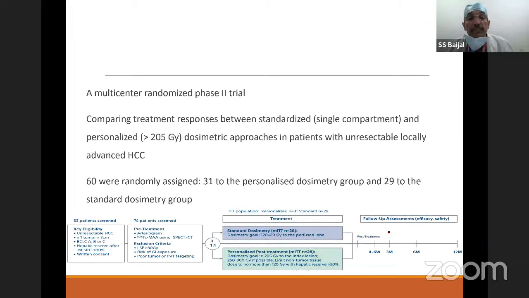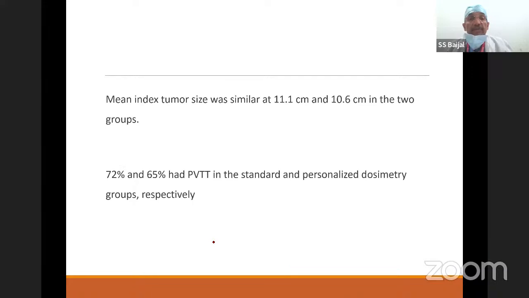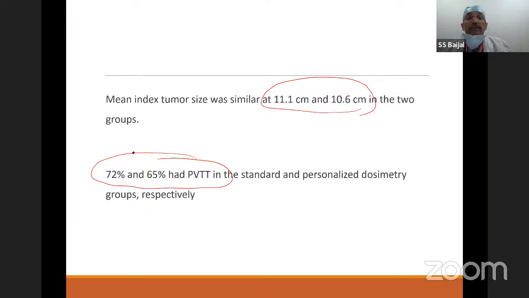So once the patients were found eligible for Y90, they were then broken up into two groups: the standardized dosimetry, which gave 120 gray, or the personalized dosimetry, where the effort was to give at least more than 200 gray, trying to go to 250 to 300 gray to the liver tumor while preserving liver function. There were large tumors, up to 10 centimeters. And a number of patients, nearly 2/3 to 3/4 in both groups, had portal vein tumor thrombus. So this is more exactly what is our discussion today.